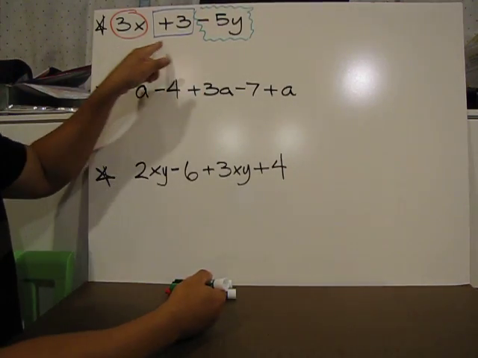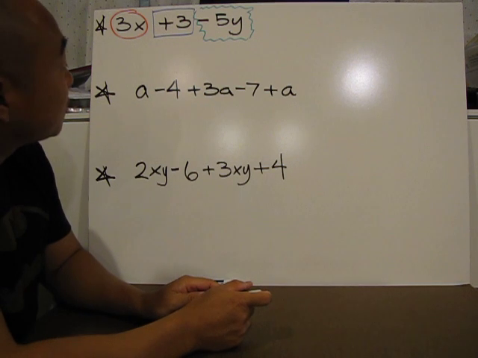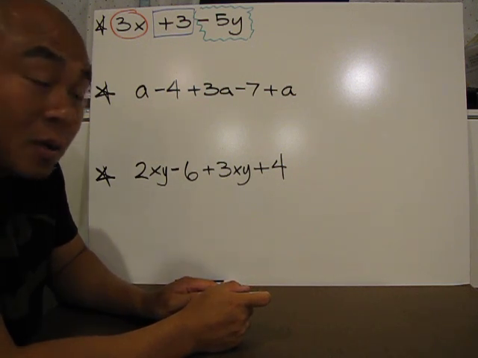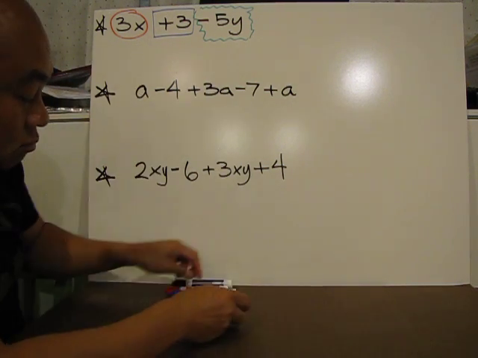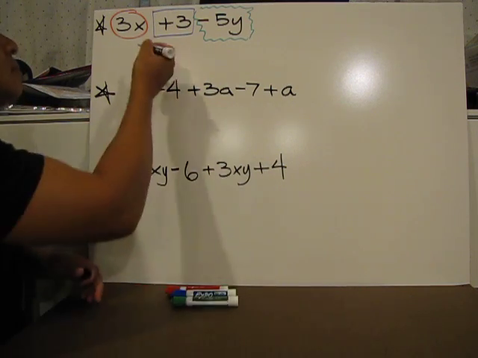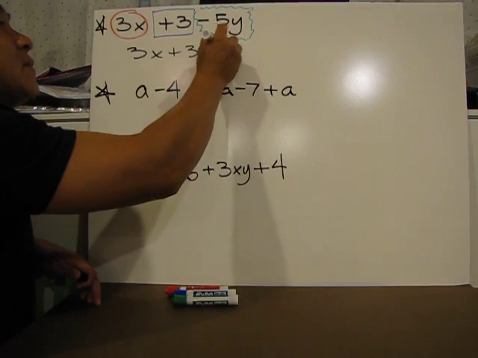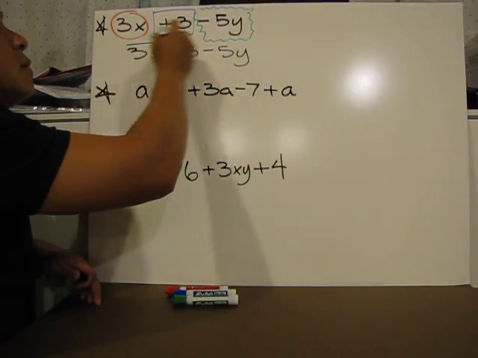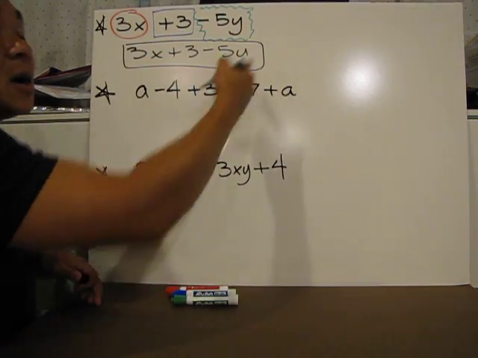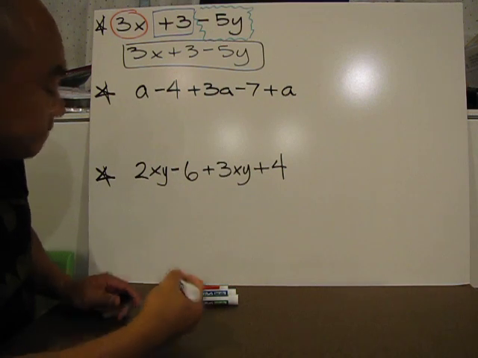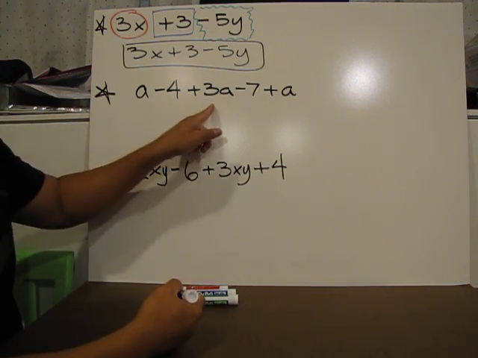Now what you notice in this one is there are 3 different terms, so nothing that you could combine, which means the answer is still just 3x plus 3 minus 5y. That is your answer for this. You cannot combine them, there's no simplifying. Alright, so look at this right here.